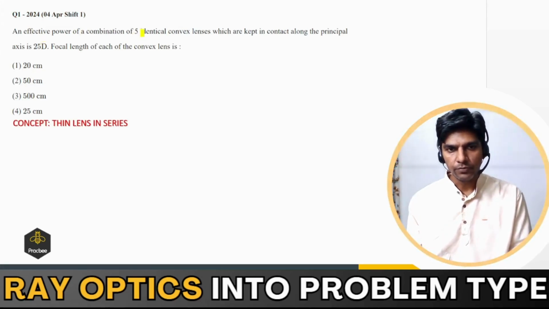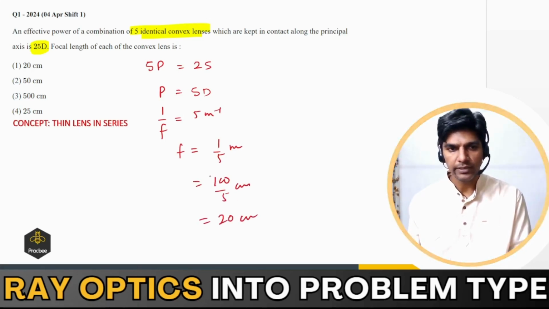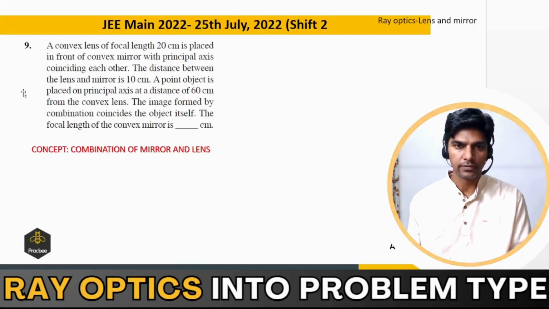The effective power of the combination of 5 identical convex lenses which are kept in contact along the principal axis is 25 diopter. The focal length of each convex lens? So we know that 5 times the power of one lens will be 25 diopter. So power of each lens will be 5 diopter. And we have to find the focal length. So 1 by f is 5 meter inverse, or f will be 1 by 5 meter, or you can say it will be 100 by 5 centimeters. So that comes out to be 20 centimeters. So option 1 is the right answer.